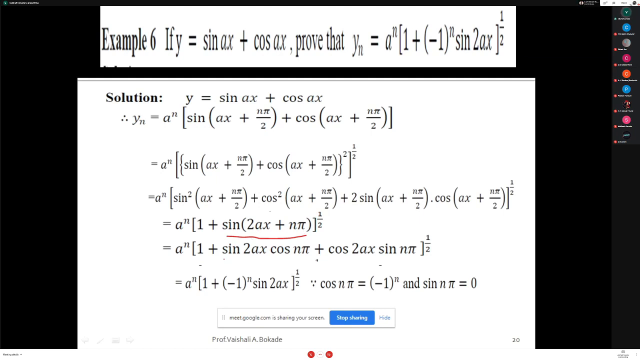And observe that again, underline, I'm making this step. How does this step come here? I am simply applying the sine of a plus b formula. A I'm having twice ax, B I'm having n pi, sine A cos B plus cos A sine B. That formula I'm applying to this raised to 1 by 2. Yes, this formula, sine A cos B plus cos A sine B, I'm applying it here.